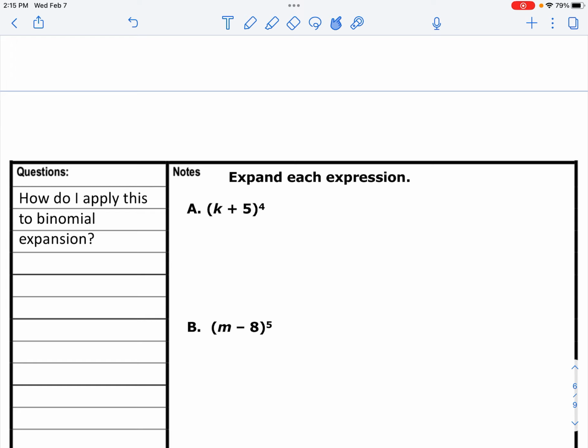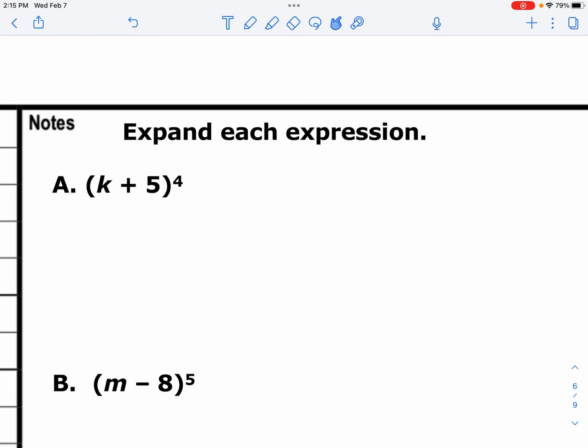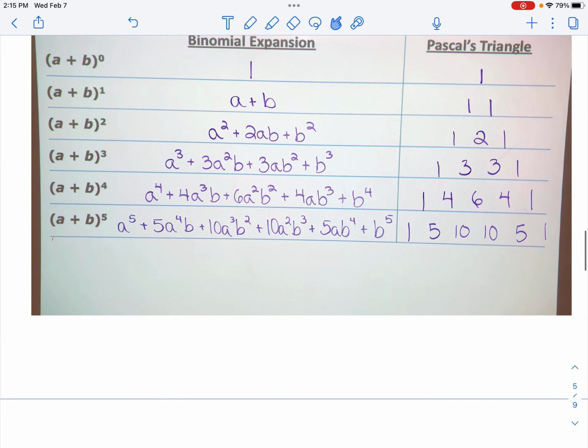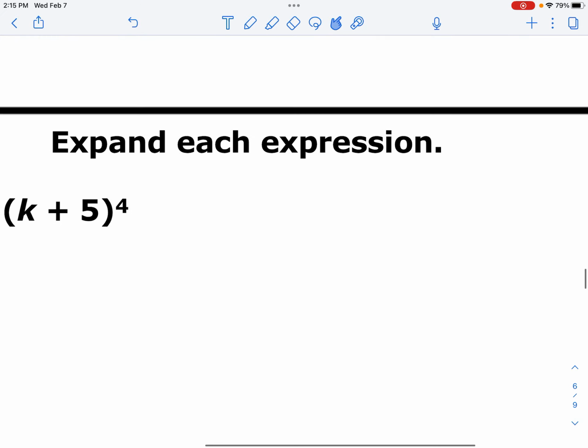So the first thing that you want to do and how we can apply this, so let's say I have something like k plus 5 to the 4th power. The first thing you want to do is identify on your sheet to the 4th power what the coefficients are. So here's to the 4th power. You're going to look at the coefficients. They are 1, 4, 6, 4, 1. So we are going to write on our problem, I'm just going to write it right here. 1, 4, 6, 4, 1.